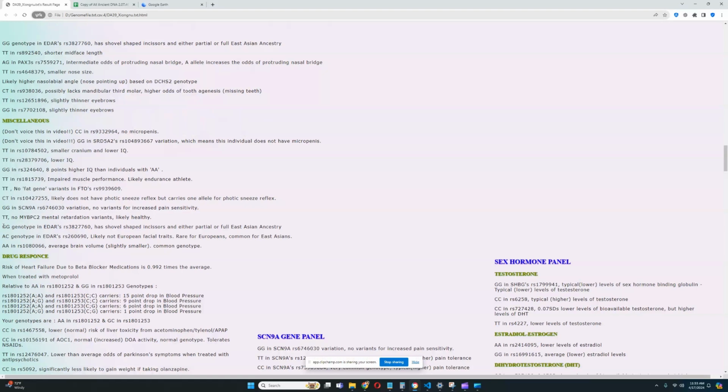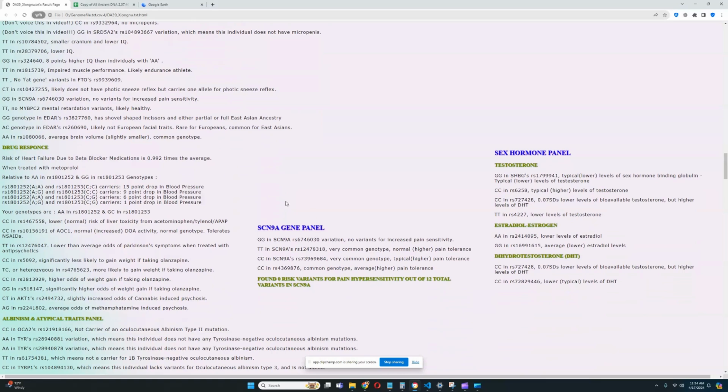It looks like he's got fully East Asian genotype in this variation of EDAR, but heterozygous genotype in this variation of EDAR. So there is actually maybe some European facial traits in him. Even based on his genotype in EDAR, you can say that there is probably some European facial traits that he has. And it looks like he's got slightly below average risk of heart failure due to beta blocker medications.